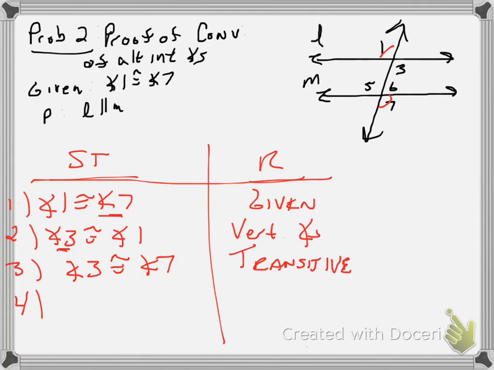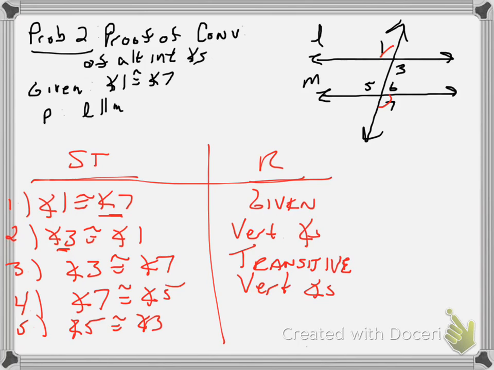And 4, I can say angle 7 is congruent to angle 5 by vertical angles. 5, angle 5 is congruent to angle 3 by transitive. And there's our alternate interior angles. I can say 6, L is parallel to M.